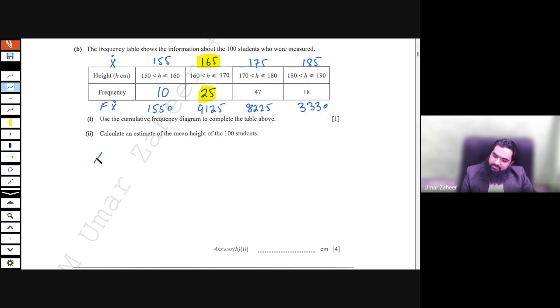Now the formula for the mean is summation of f of x dot divided by summation of f. Just add all the values of f of x dot. Yes, that will be 1550 plus 9125 plus 8225 plus 3330.